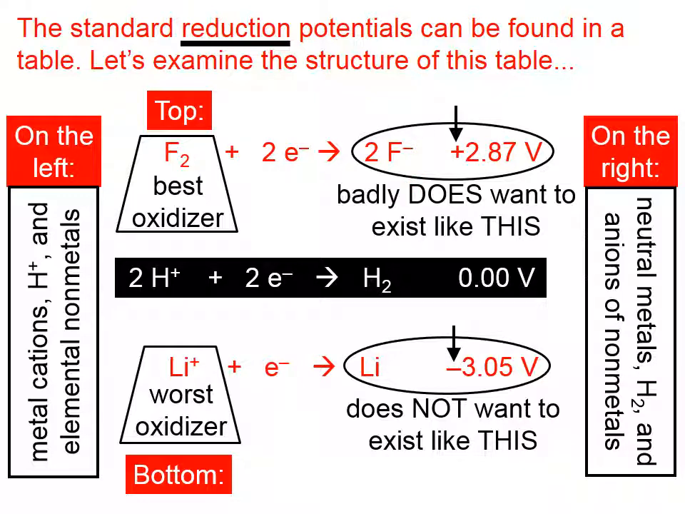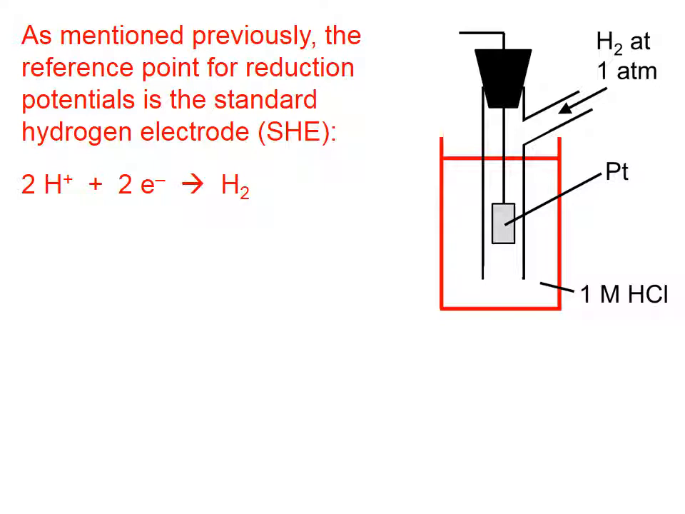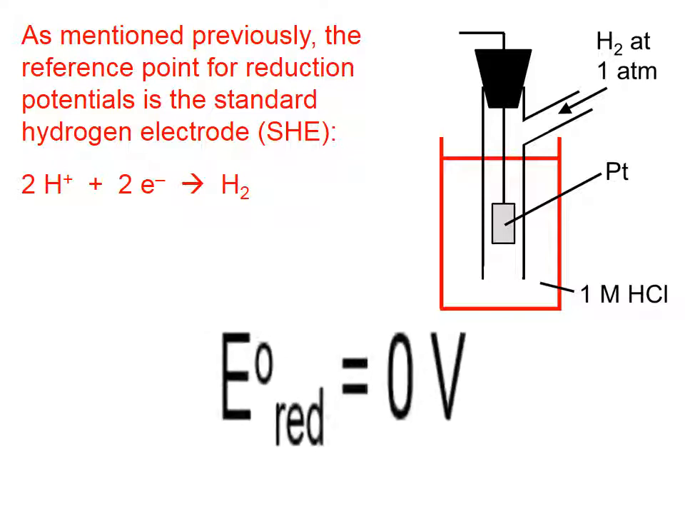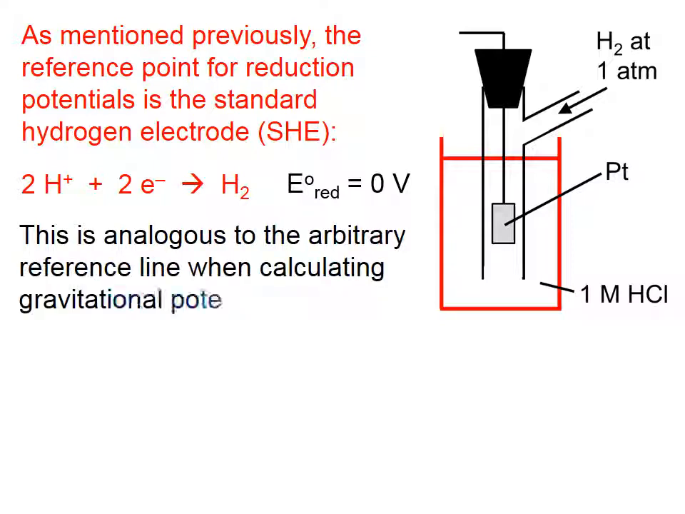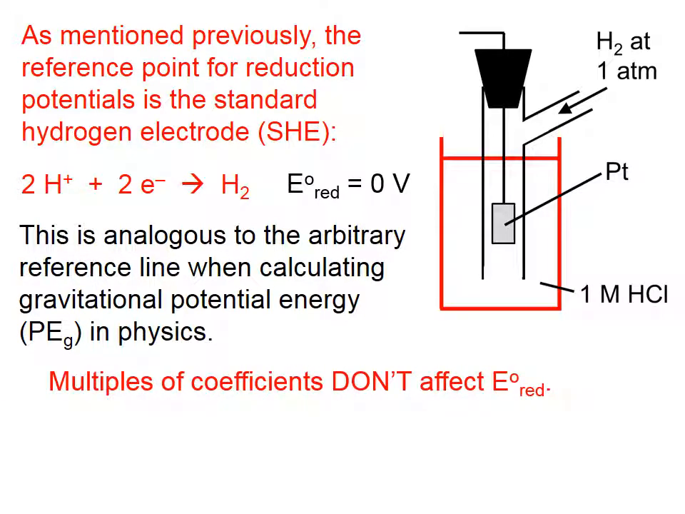the fluoride ion. As mentioned previously, the reference point for reduction potentials is the standard hydrogen electrode, which has a reduction potential by international agreement of 0 volts. This is analogous to the arbitrary reference line when calculating gravitational potential energy in physics. We have to have some reference point that we use when referring to other values. That is the purpose of the standard hydrogen electrode.